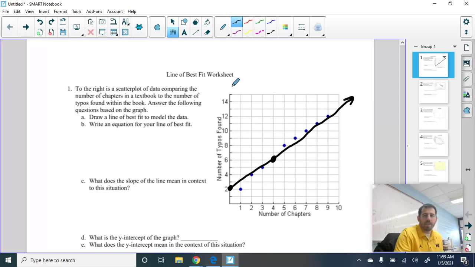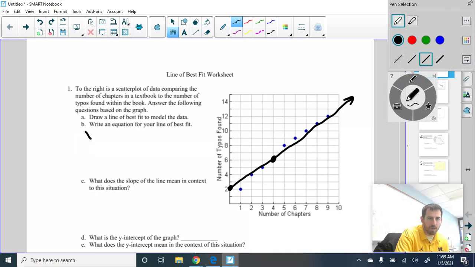Okay, from here, we identify what the slope and what the intercept is. So to write the equation, remember we have y equals mx plus b. In this case, our m.